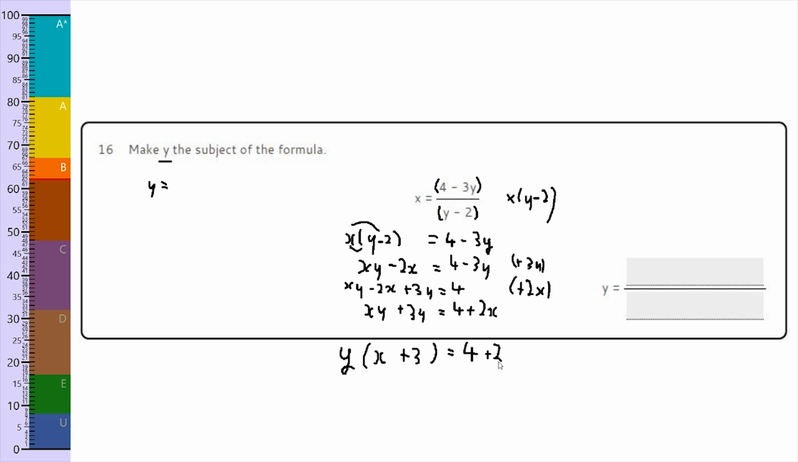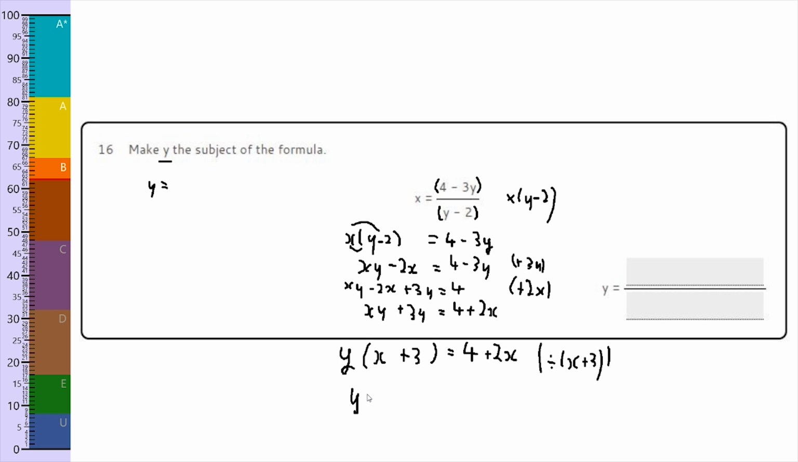4 plus 2x, I'm not doing anything to this side. And then simply I do the opposite of the way I started. I divide both sides by this thing here. So I want to divide both sides by the x plus 3. Sometimes I put them in brackets, but whatever.